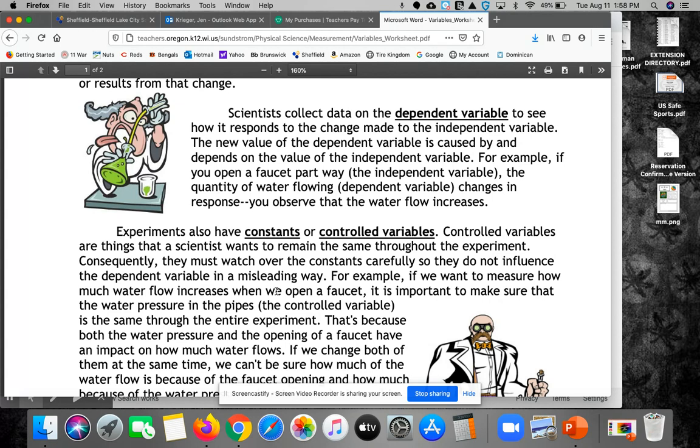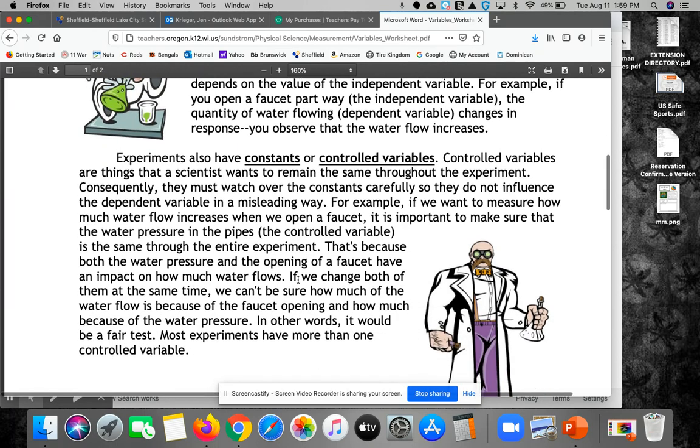For example, if you open a faucet part way, which is the independent variable, the quantity or amount of water flowing is what you're measuring, boys and girls. So that's the dependent variable. That will change in response to what you put in your experiment, the independent variable. So you observe that the water flow increases.